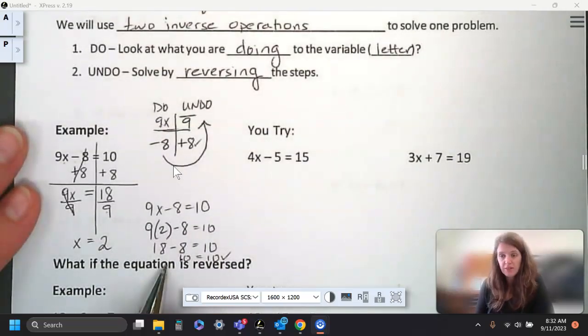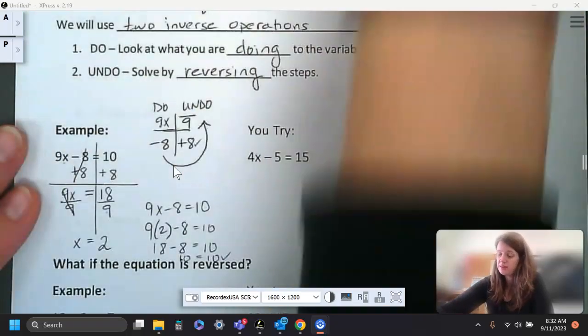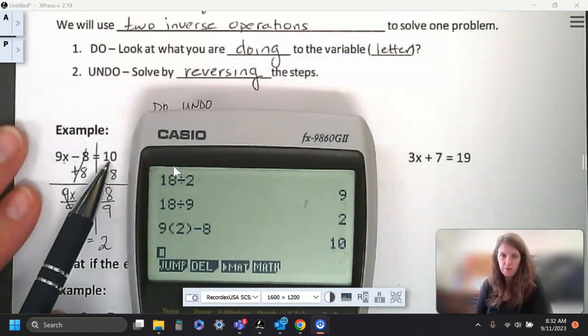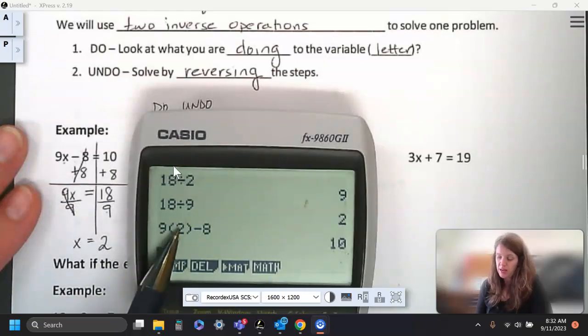Do you have to do the check every time? No, but is it a good idea to think about if it works or not? Absolutely. And some people prefer to do the check in the calculator. So if I'm doing the 9 parentheses, and then I'm saying my x is 2, and then minus 8, I can do that right there and say, oh, it equals 10. Oh, this equals 10, so I did that right. So I'm doing 9x, my x is 2, minus 8.